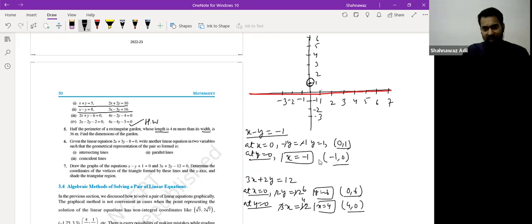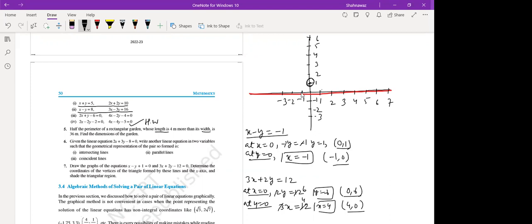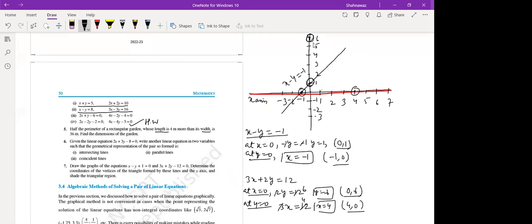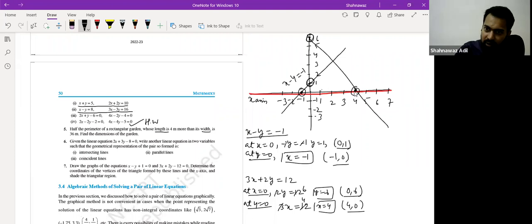On the left side, exactly, this one. So this line is x minus y equals to minus 1. And the other line: 0 comma 6, this one, and 4 comma 0, this one. So this line.